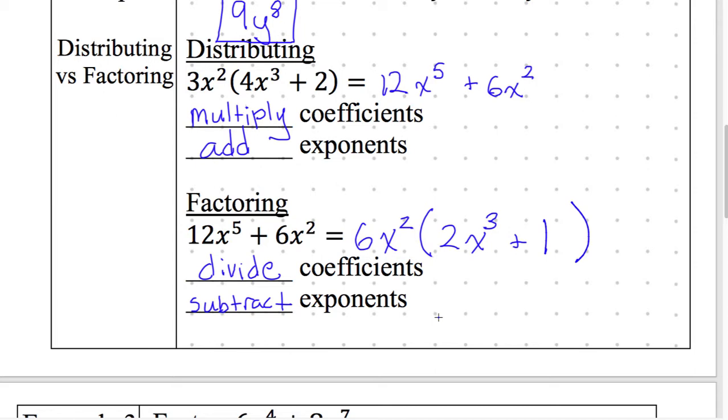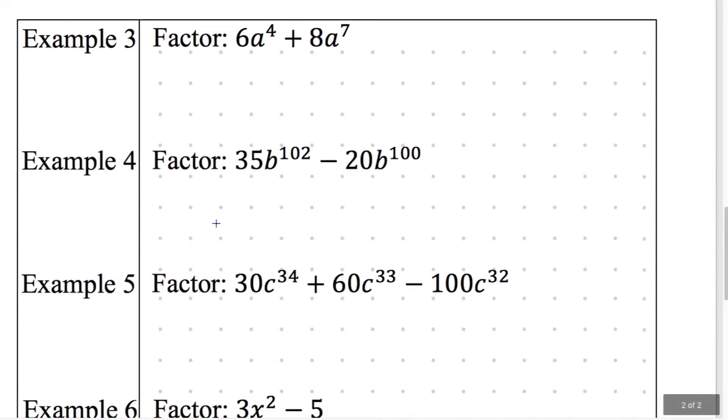All right, as a review: first, we found the greatest common factor of these two terms. There might be a greatest common factor of three terms. After we found the greatest common factor, we divide the coefficients by the greatest common factor and subtract the exponents, and write that on the inside with the same number of terms. We're going to do this over and over again. We're going to get faster and better.